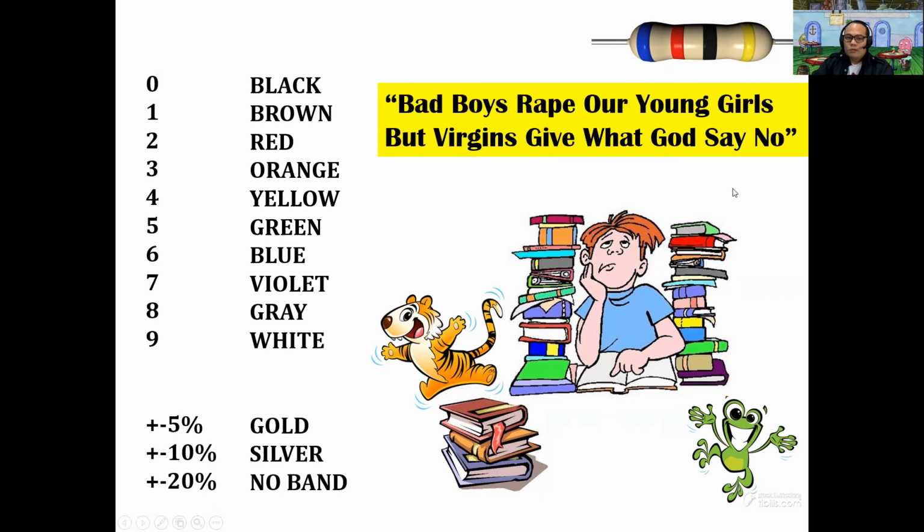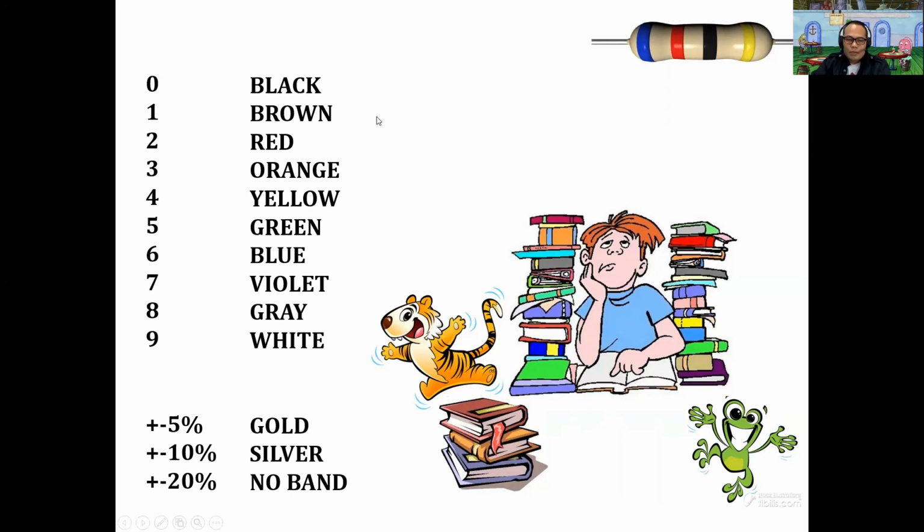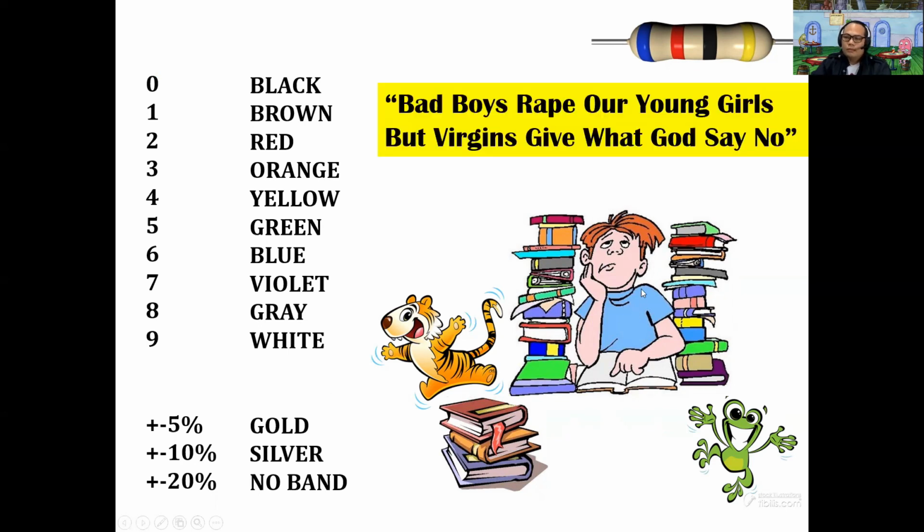Okay, so bad boys rape our young girls, but virgins give what God say no. So it's just a catchy statement. You might want to use this in order to remember better this lineup of colors. But if not, it's also okay. You can simply memorize black, brown, red, orange, yellow, green, blue, violet, gray, white, and then gold, silver, no band. But if you are okay with this catchy statement, then you can also use it.